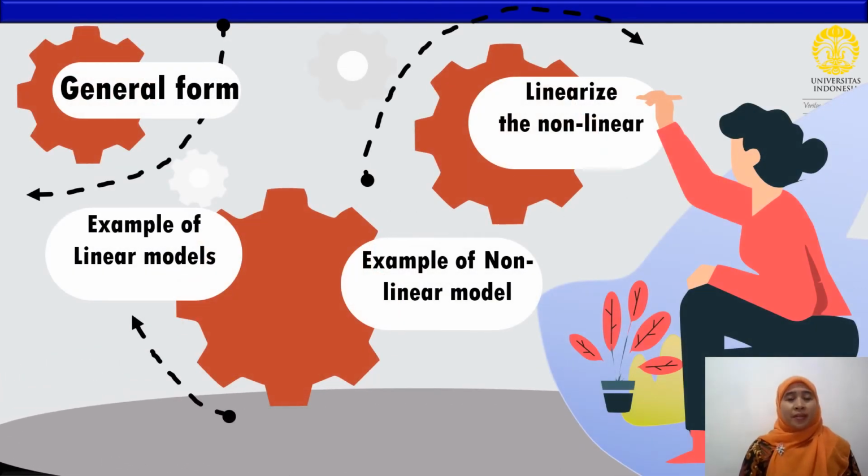For this session, we will learn about first the general form of the linear model, second some examples of linear models, third some examples of nonlinear models, and the fourth topic is how to linearize the nonlinear model.